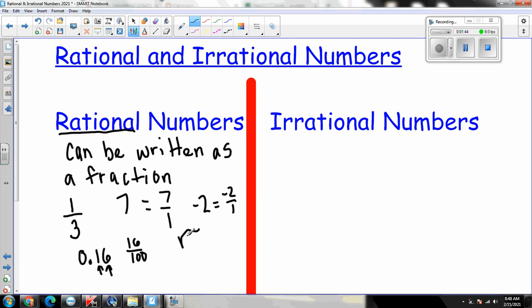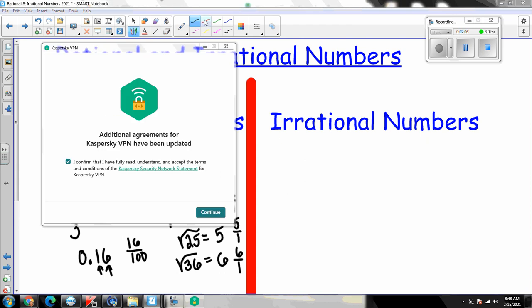Also, some square root problems are rational, like the square root of 25 or the square root of 36. Because the square root of 25 is 5, the square root of 36 is 6. So you can write 5 as 5/1. You can write 6 as 6/1. So if you can take that number and write it as a fraction, it is rational.